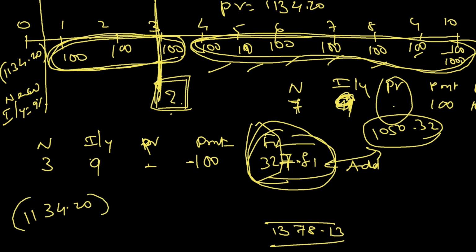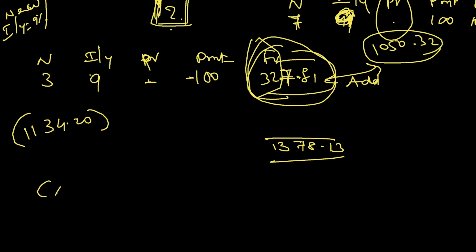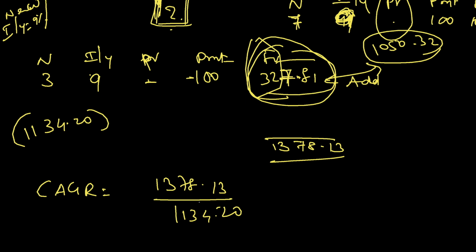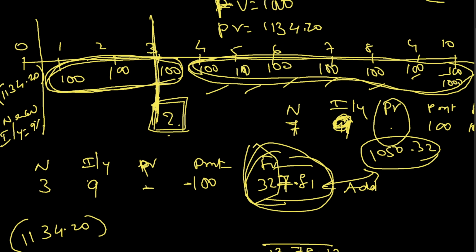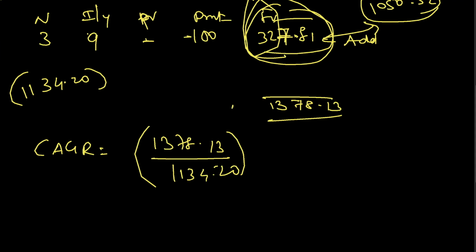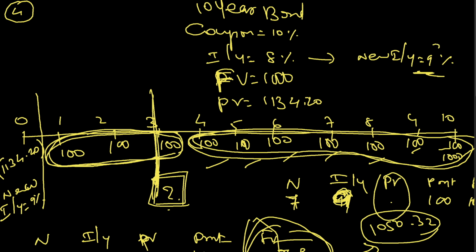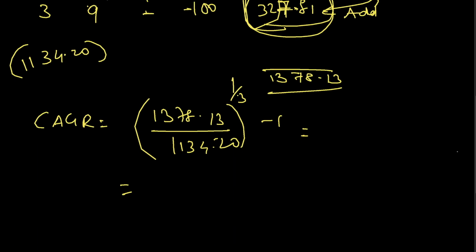So my CAGR will be 1378.13 divided by 1134.20. Now for how long did I invest? I invested it for 3 years. So because it is for 3 years, so 1 by 3, minus 1. Mind you, this time even though the interest rate has gone up, my return should be lower than 8%. So let's check that one.